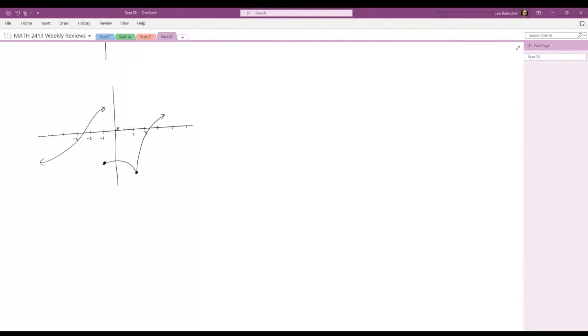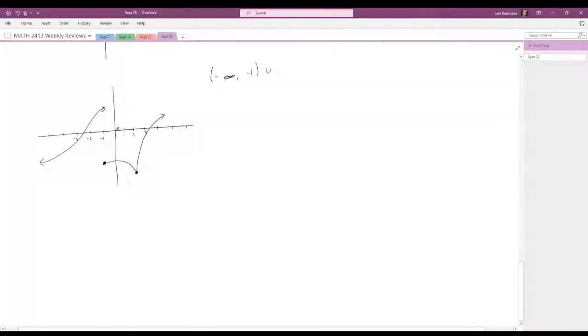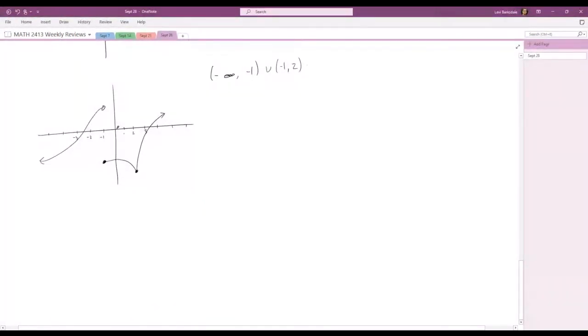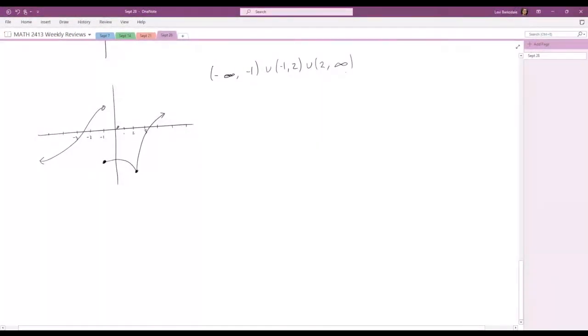Everywhere except -1 and 2. Everywhere except -1 and 2, perfect. So we could say it's differentiable from -∞ to -1, union -1 to 2, union 2 to ∞. Perfect. And the reason it isn't differentiable at -1 is because, right, it's discontinuous at -1.